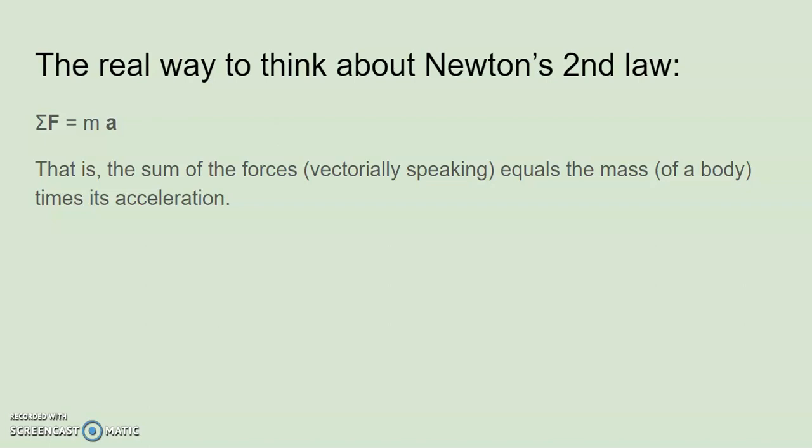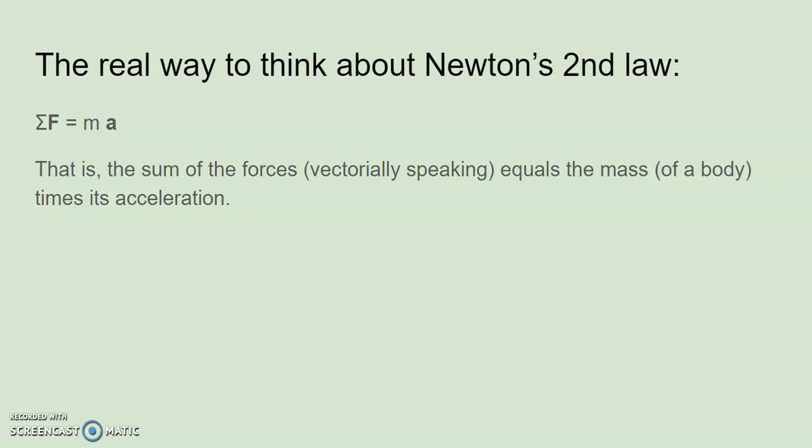However, it of course can get messy, especially when there is motion involved, primarily acceleration. Now, the best way to think about Newton's second law is this way. Not just F equals ma, but the sum of the forces equals ma. Sigma means the sum of. Vectorially, the sum of the forces equals mass times acceleration.